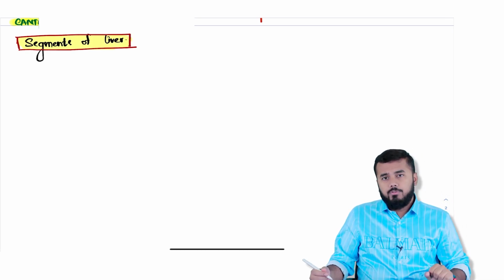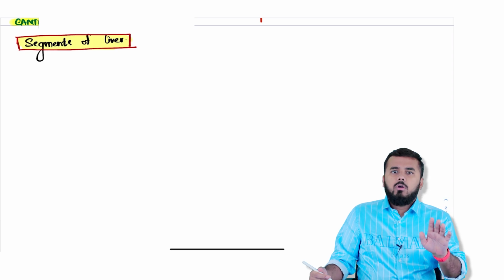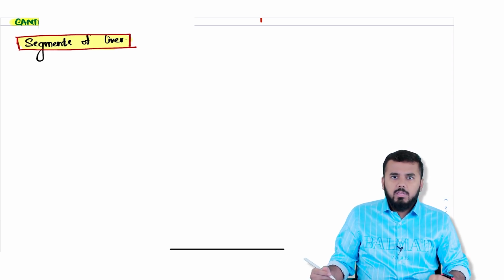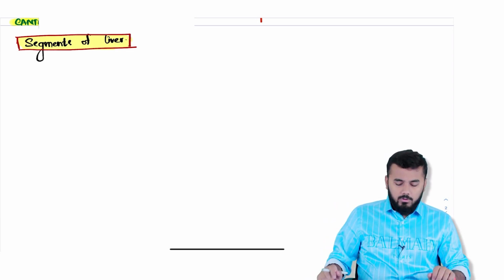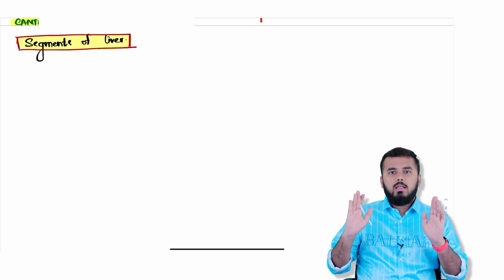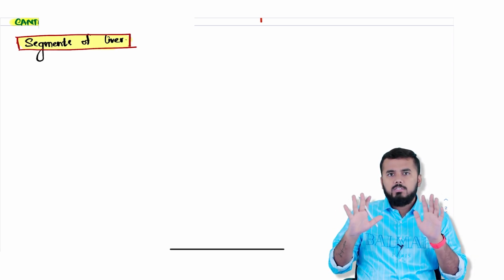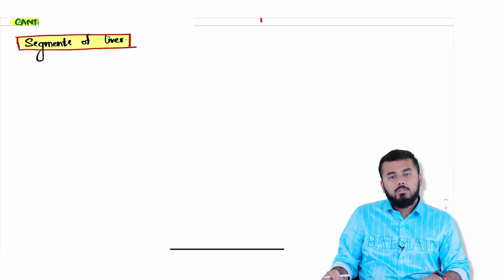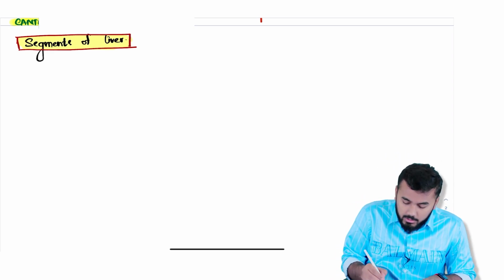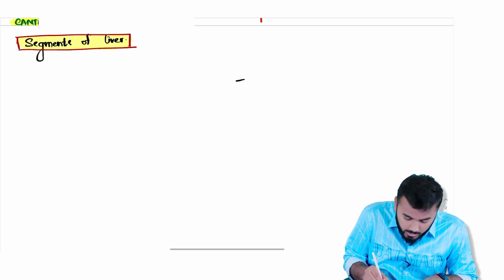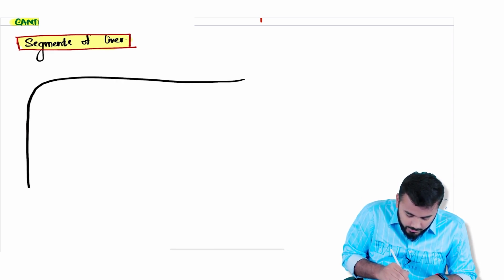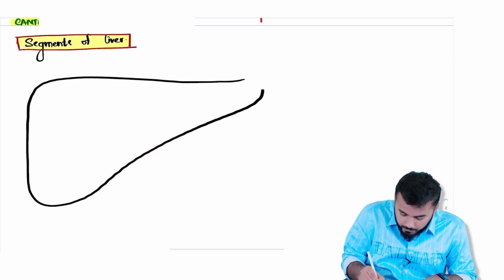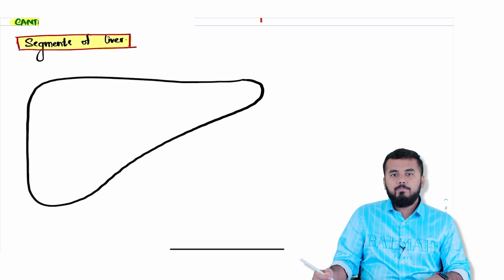Now regarding the segments of the liver, there are two important things you have to know: we have something called hepatic veins, and we have something called the portal vein. If you already know these two things, then well and good, you will understand everything. So I am dividing the liver now. Look here. This is the liver.